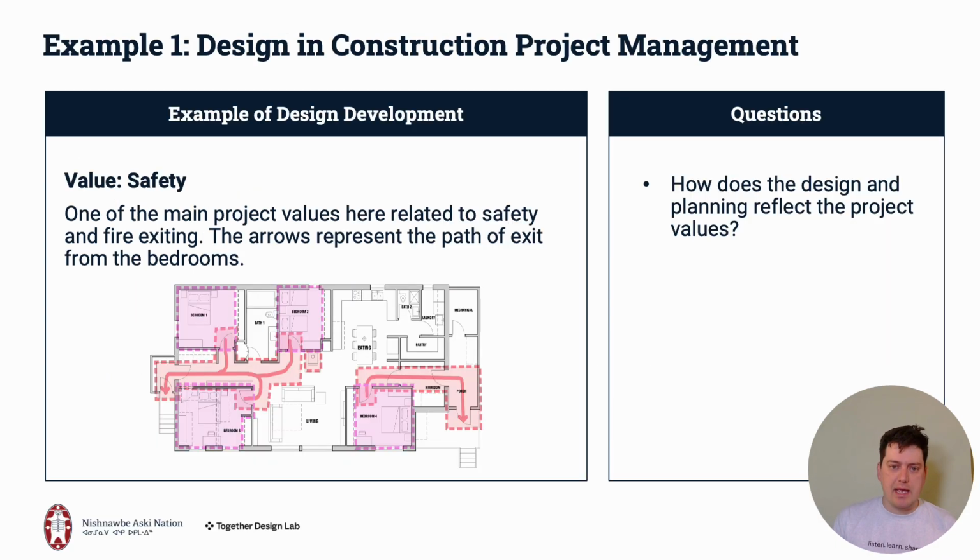So let's look at this example here where the value that a group of potential future occupants might have is safety. And so here we're playing out safety as being about egress, as about being able to leave a building, exit the home through your bedrooms quickly and easily. And so you can see how this design might meet that with the arrows that are shown on screen, where each bedroom has a rapid access to one of the two doors.